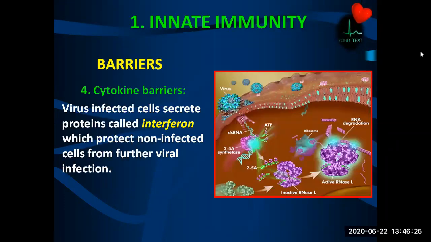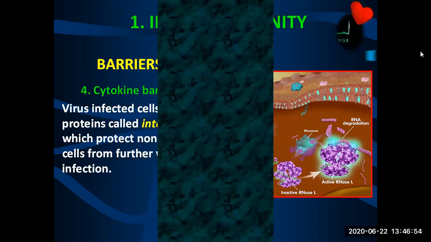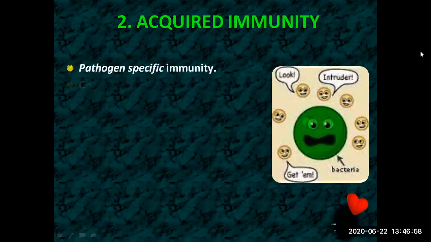Next, cytokine barriers. Cytokine barriers are of two types, interleukins and interferons. Here in innate immunity, we talk about interferons. Virus infected cells secrete a protein called interferon, which goes to the healthy cells and protects non-infected cells from further viral infection, just informing the healthy cells that the virus is there, that is, be alert.